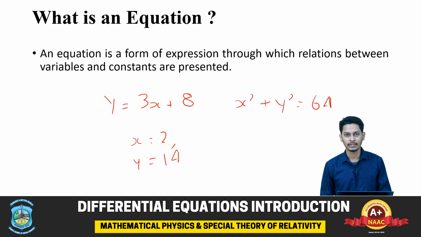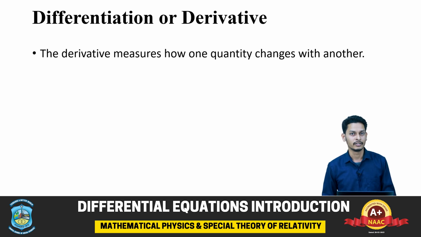But in physics, nothing is static. Everything is in motion, whether it's a temperature or a particle or a vehicle or a charge. Everything is in motion. So, to understand physics in a better way, we need something more than just an equation of constants or variables. So, we will now jump to another topic, that is differentiation or derivative, which measures how one quantity changes with another.